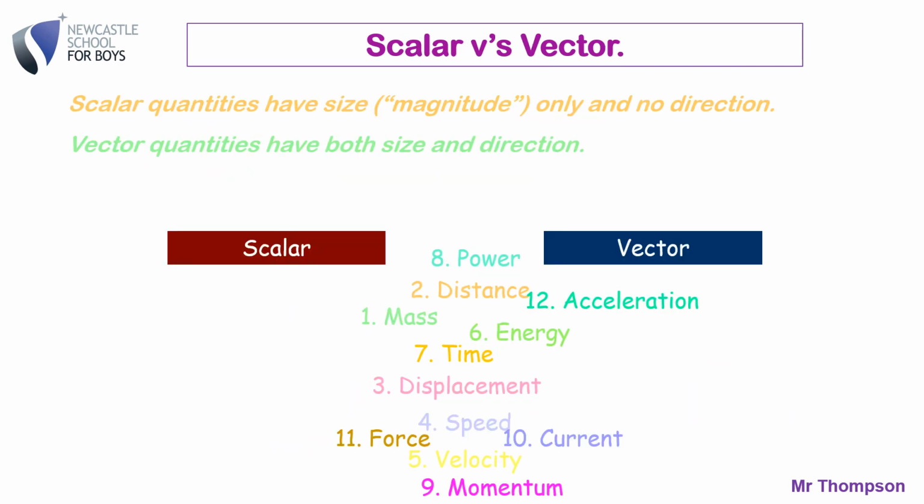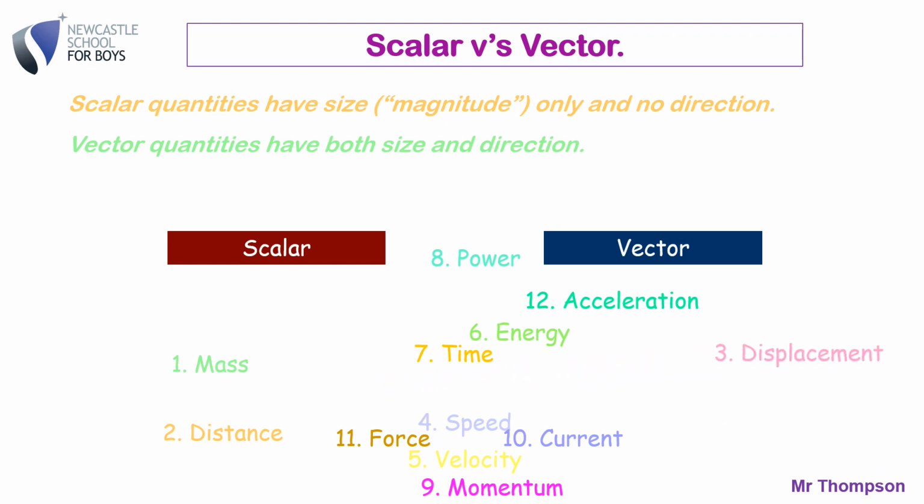Okay, next thing I want you to do in your book, or electronically if you're doing it that way, is give you some idea of scalar and vector quantities. In the middle, there are some mixed ones here. I'm just going to tell you a little bit about each one. Number 1, mass only has size, so it is a scalar quantity. You can't have negative scalar quantities. You can't have minus mass. Number 2, distance is a scalar quantity. It only has size.